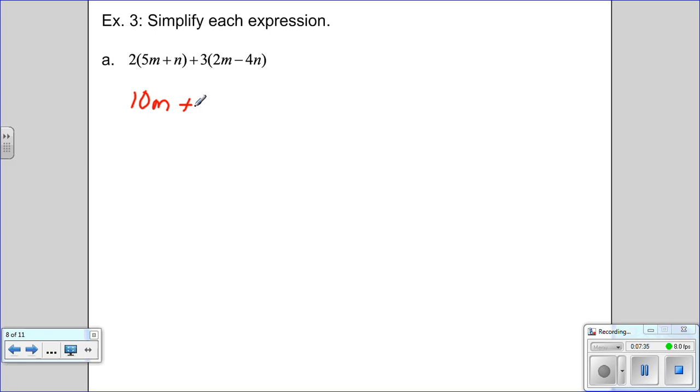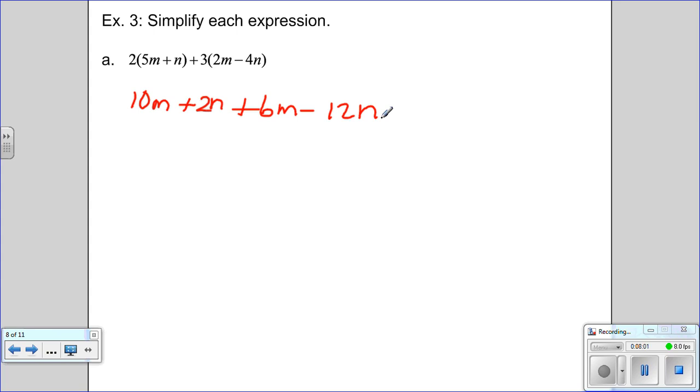plus, now you need to take 2 times n, that's 2n, plus 3 times 2m is 6m, minus, I'm just following my symbols, 3 times 4n is 12n. Okay, so that's step 1, but we're not done because we do have some like terms. The like terms here are the variables that match.